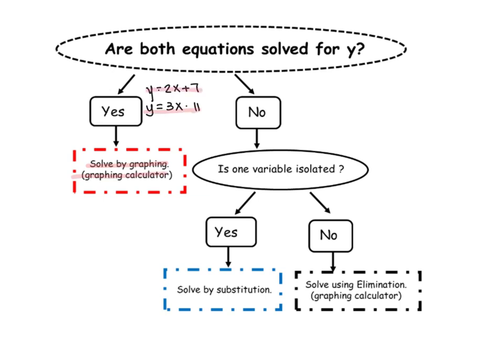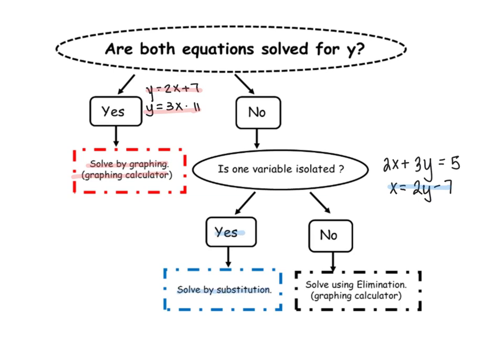If your answer to that first question is no, it might say, is one variable isolated? So that could look something like this. Maybe your first equation is 2x plus 3y equals 5, and your second equation is x equals 2x minus 7. Right here, we have x equals some stuff, so is one variable isolated? Yes, we would use substitution.